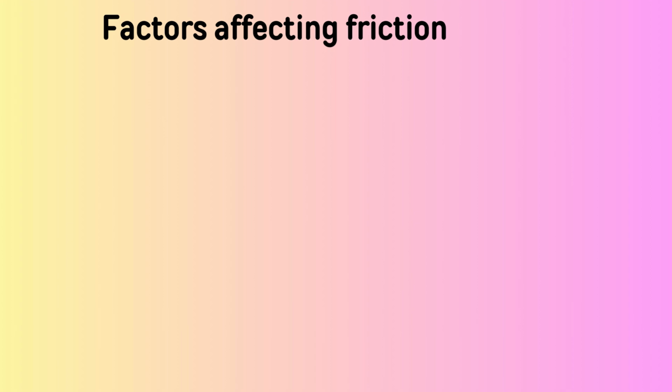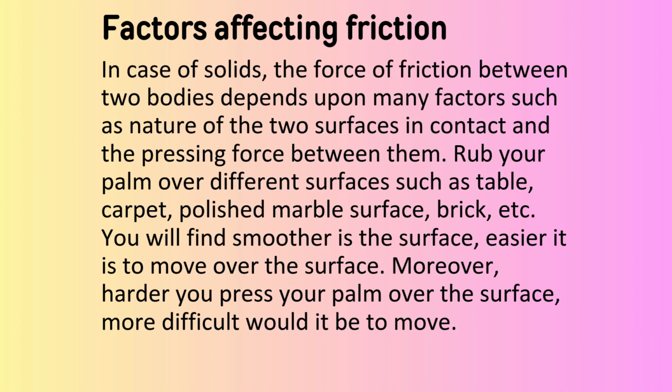Factors affecting friction. In case of solids, the force of friction between two bodies depends upon many factors such as the nature of the two surfaces in contact and the pressing force between them. Rub your palm over different surfaces such as table, carpet, polished marble surface, brick, etc. You will find the smoother the surface, the easier it is to move over the surface. Moreover, the harder you press your palm over the surface, the more difficult it will be to move.